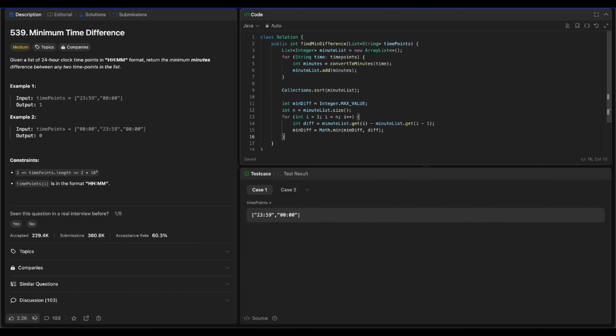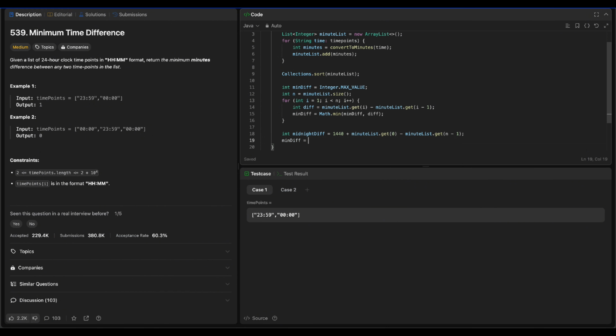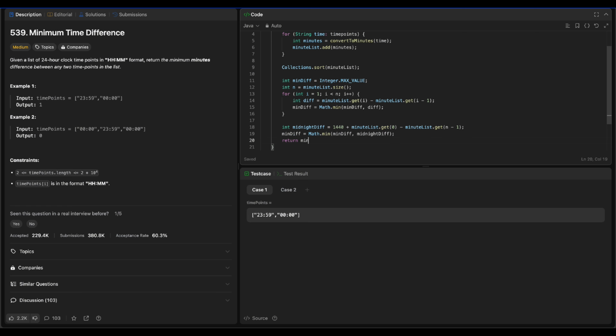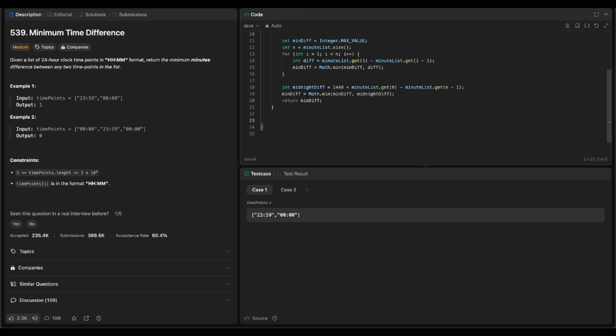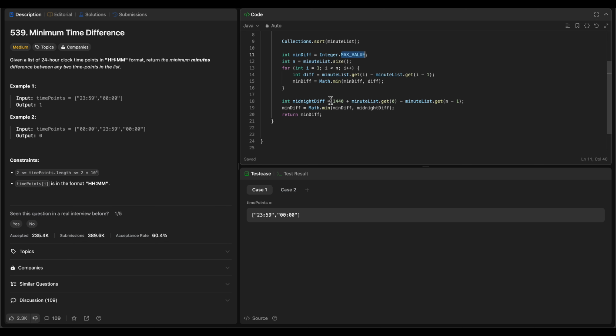And now we need to handle the circular property of the time. So we calculate the diff between the first point and the last point in a counterclockwise way. So we will just do 1440 plus time of first point and minus time of last point. And now we update the min difference and let's return the answer. And actually, instead of initializing minDiff to Integer.MAX_VALUE, I could have initialized minDiff to the midnight diff, but it's up to you.